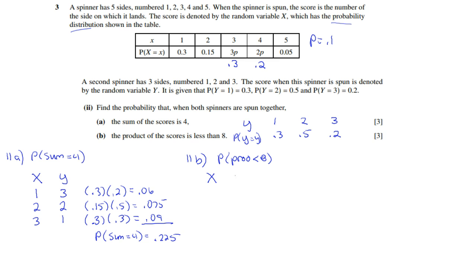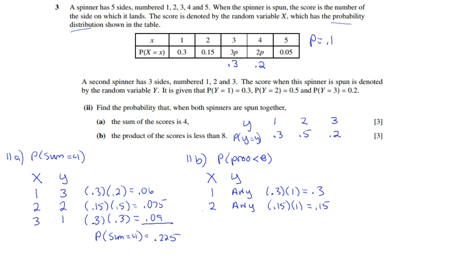So we're going to do a similar kind of thing, only we're going to do a little bit more of it. Again, if spinner x spins a 1, well, 1 times any 1, 2, or 3 is going to give me a good number. So 0.3 times 1 is going to be 0.3. And then for the 2, again, any number for the second spinner is going to work. And again, to clarify that, think about it.